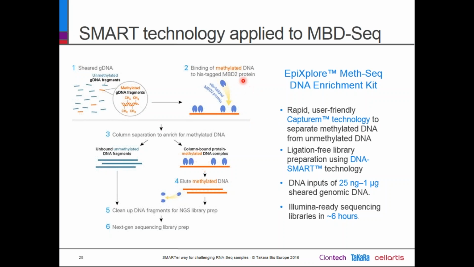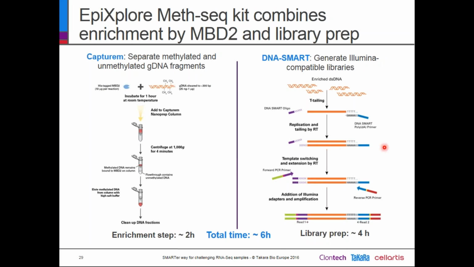And it's actually a very rapid method in which you start from sheared genomic DNA, and you incubate this DNA with the MBD2 protein, which is His-tagged. Then, using another of our technologies called capturing technology for separating protein fractions, you are able to separate the methylated fraction from the unmethylated fraction. And then once you have your two fractions, you just use the SMART technology to generate the library. This is shown in more detail here. In just 2 hours you do the part of separating the fractions, and then you have exactly the same DNA SMART protocol that I mentioned before to generate the library.